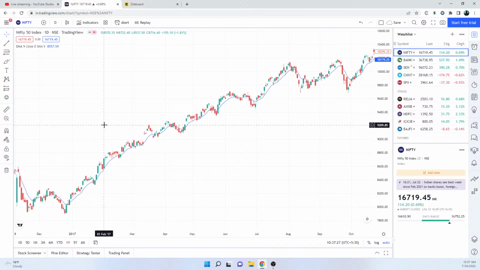So this is the point where you can see the open, 8570.35, and EMA is 8557.59. So we are safe. Neither of our lows is breaching, but as per our condition, we are tracking the close. Close is 8716 and EMA is 8557. So yeah, we are safe here. We have not yet exited. Again, we have exited on 15th Feb.